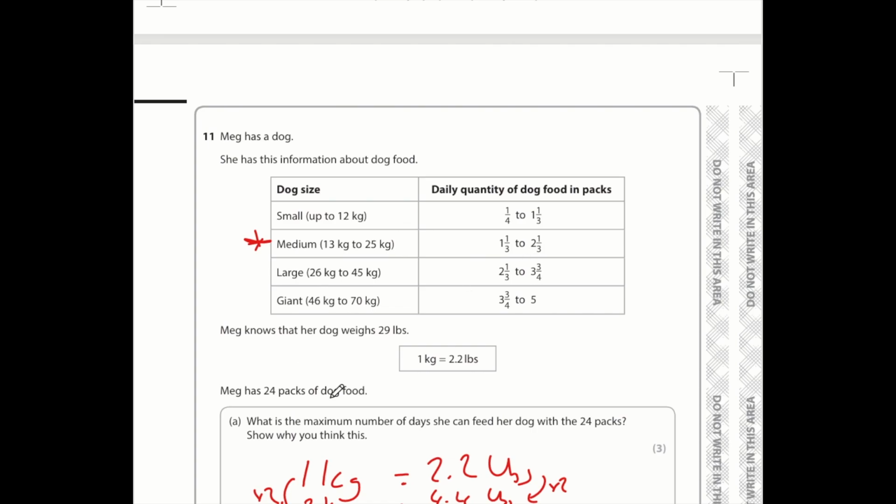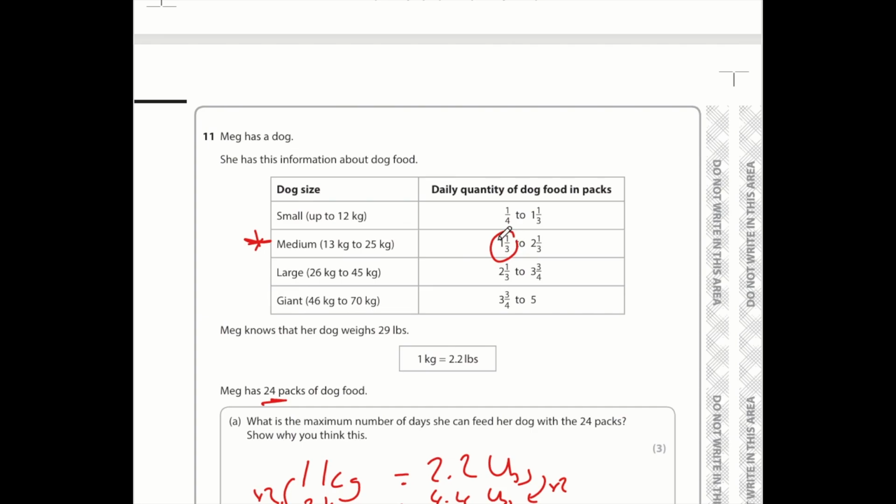Okay, so Meg's got 24 packs. We need to work out, well, how much are we going to give the dog? Well, let's go with the lowest number. If we're dividing by the lowest number, then we can stretch out the maximum. Well, we want the maximum number of days.